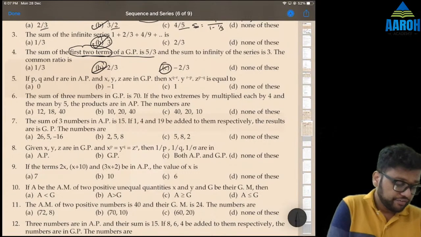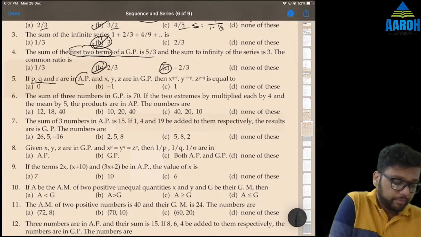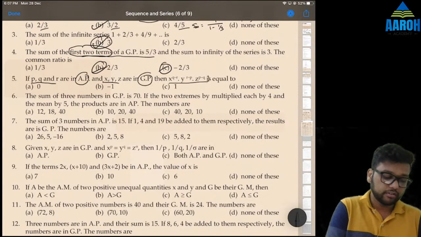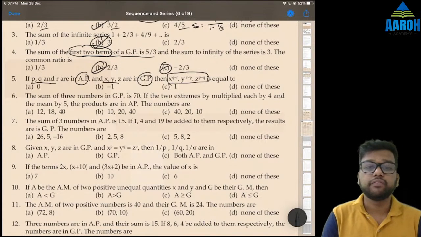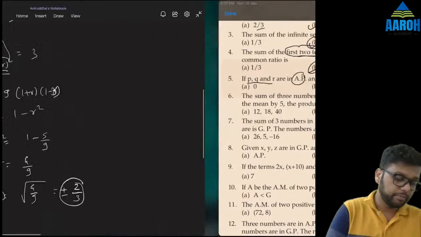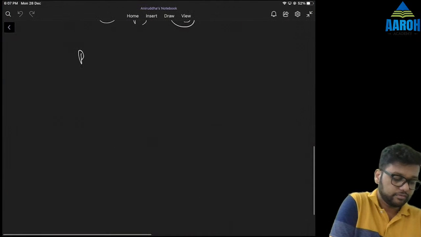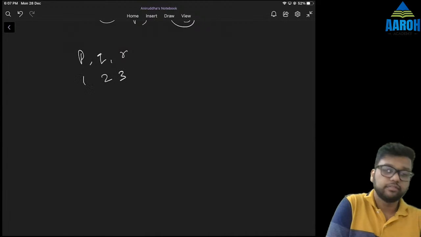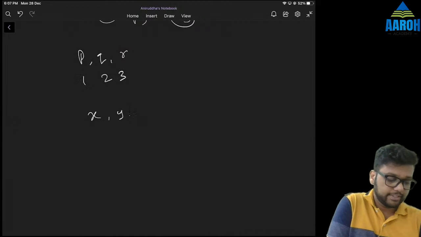Fifth, if PQR are in AP and XYZ are in GP, then this is equal to what? Obviously we will not solve, we will just assume some numbers. They are saying PQR are in AP. So let's assume PQR as 1, 2, 3. And they are saying X, Y, Z are in GP. So let's assume it as 2, 4, 8.